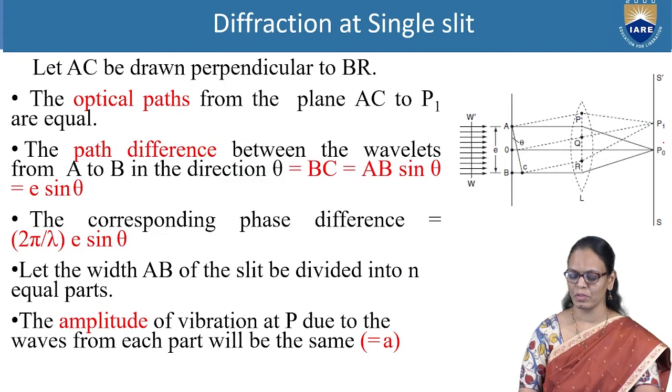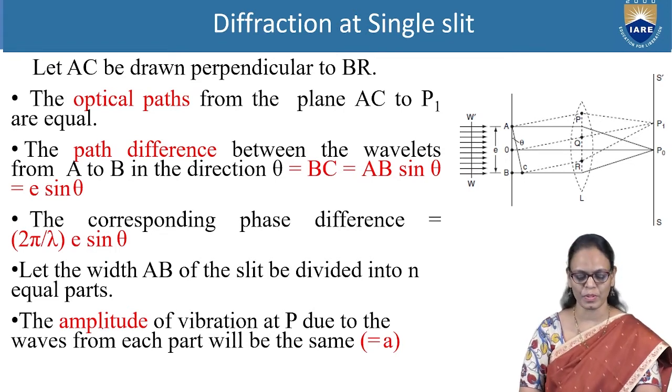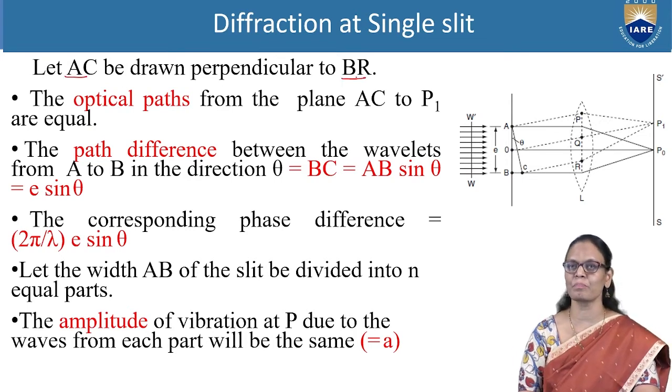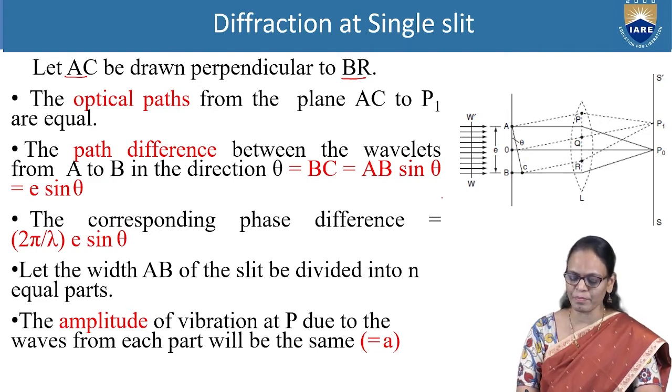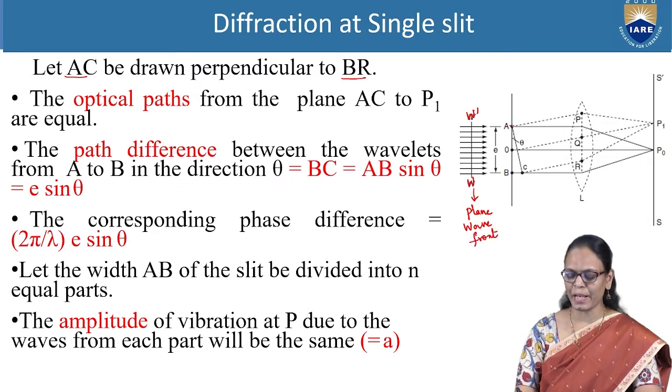Now let us try to get the expression for the intensity as well as the resultant amplitude. For that, we are going to draw AC perpendicular to BR. The same diagram we are discussing here. W is the plane wavefront. AB is the slit whose width is e. This is the width of the slit.